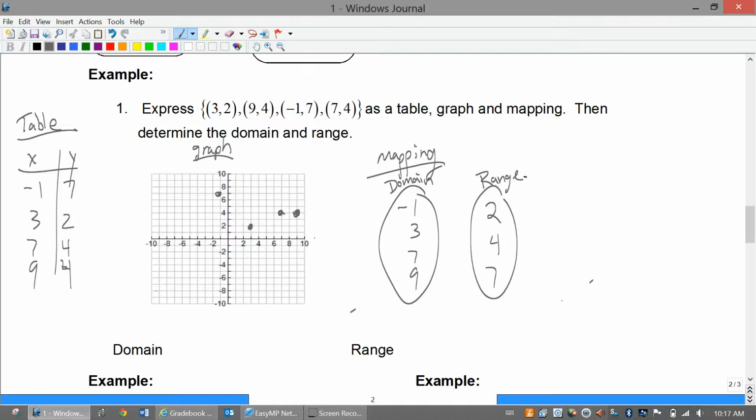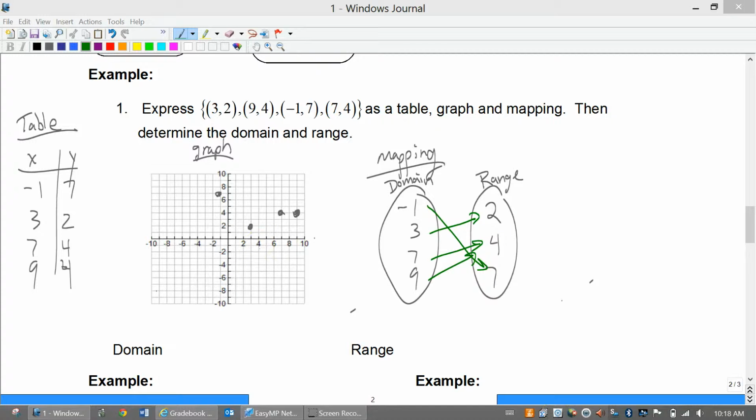Write domain or range over the top, or a D and an R. Also, do the mapping, so you draw the arrows. Please make sure they're arrows. Why? Because that's the way I like it. Okay? We feeling good about that?